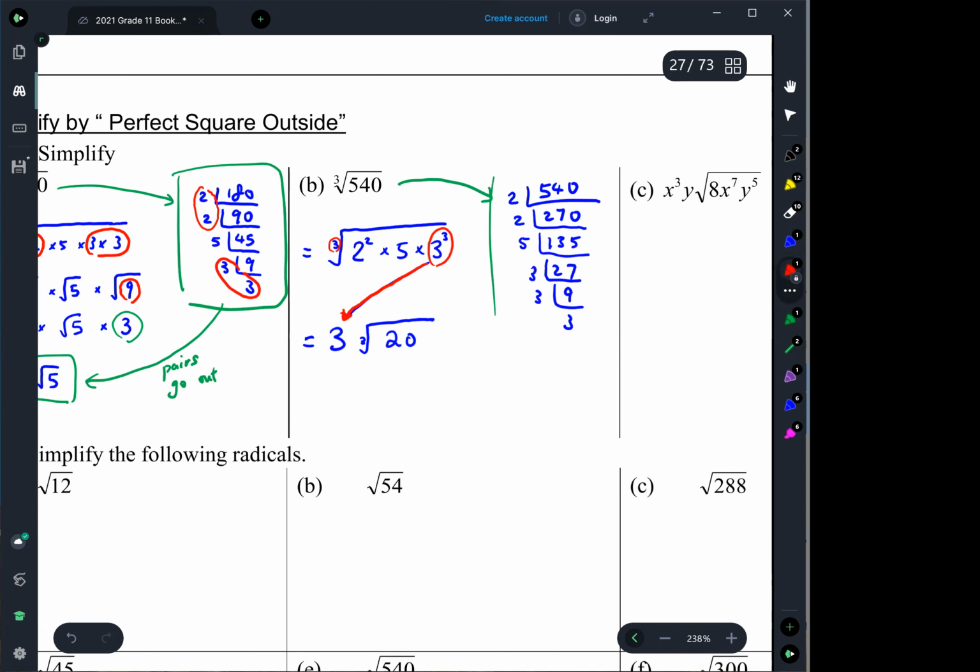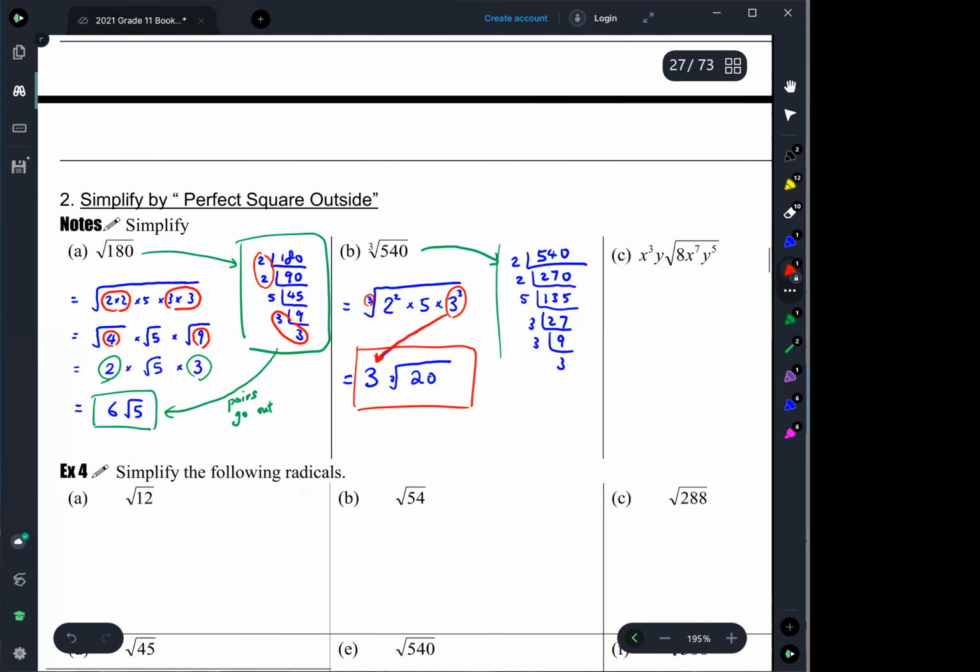Okay, so your final answer is this one. Question A, I just explained in more detail to show you why it goes out. But when you're actually doing the work, you could just read the chart and see there are 3 of the same thing for cube roots. So the 3 goes outside. Whatever is left over, you just multiply inside.